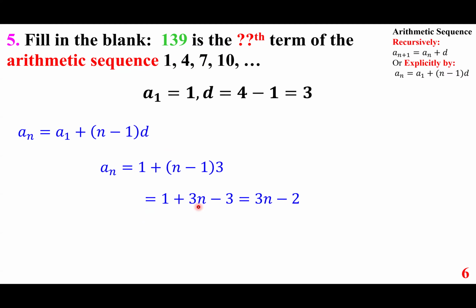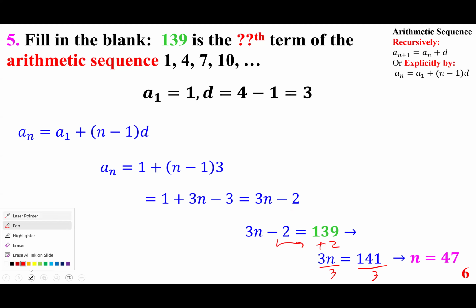Now, which term is 139? I don't know. Let's set this equal to 139. When we do that, negative 2 moves and becomes positive 2. 3n is 141. Divide by 3, and you get 47. So it's the 47th term. Or put that into this, it must give you 139. You can check it that way.